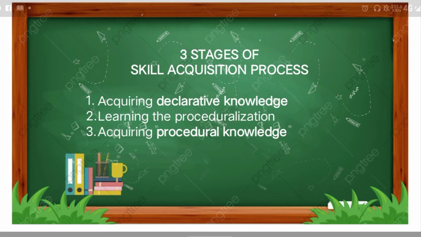So according to the skill acquisition theory, we have here 3 stages: first, acquiring declarative knowledge; second, learning the proceduralization; and lastly, acquiring procedural knowledge. It is already embedded in the phrase: acquiring declarative knowledge, of course, is gaining declarative knowledge, and second is the proceduralization of knowledge.